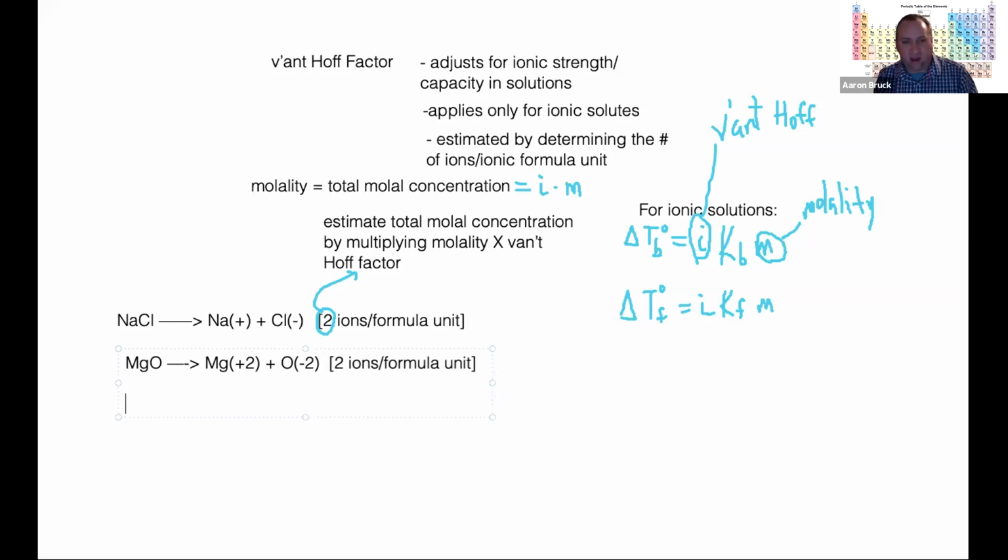If I had aluminum chloride, I would have an aluminum ion, Al plus 3. I'd also have 3 chloride ions. So my Van't Hoff factor here, I'd have 4 ions per formula unit. And so my Van't Hoff factor I would estimate at 4 in that case.